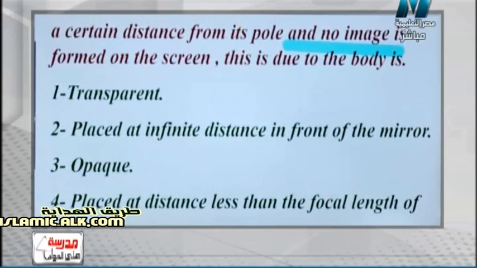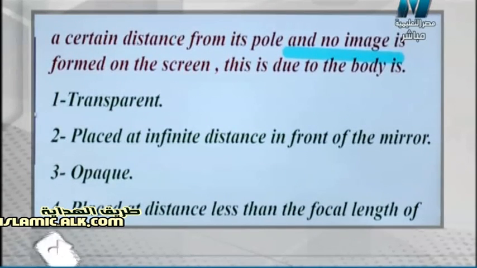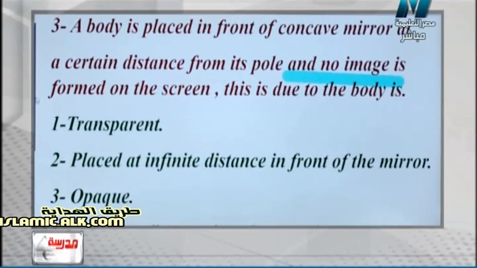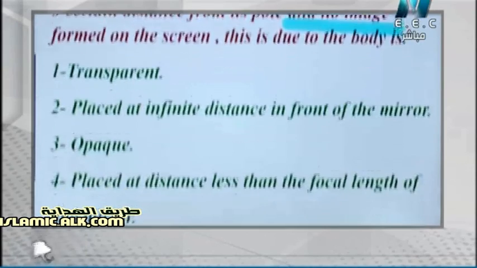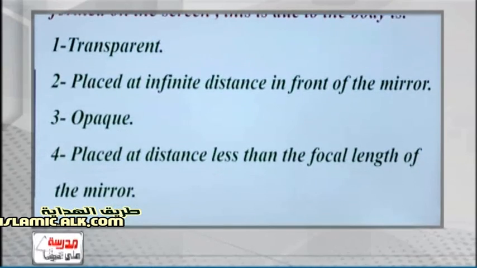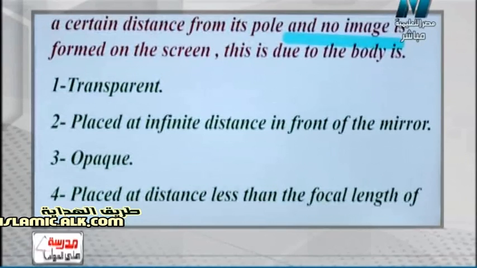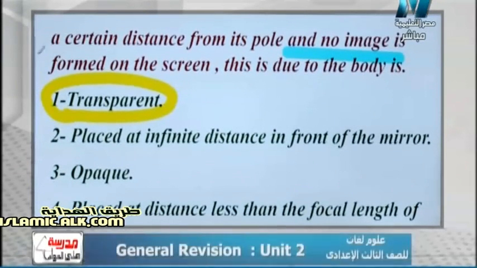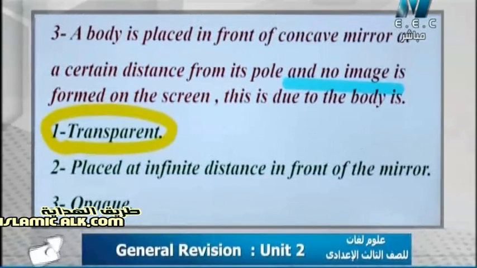We have two answers that give no image. Number one, if the object is at a distance equal to the focal length, there is no image. But there is no focal length distance in the answers here. So which will I choose? Yes, transparent. The object is certainly transparent. A transparent object will not reflect the light; the light will pass through it, so no image will form in this case.